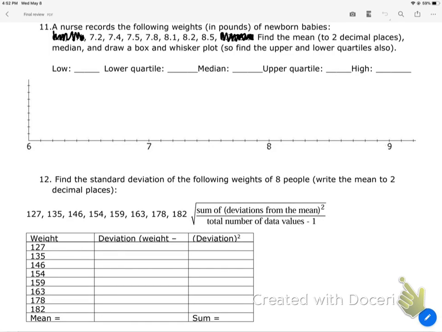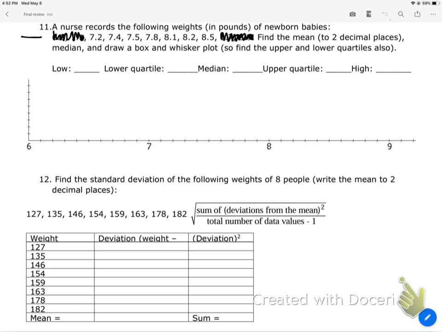Okay, a nurse records the following weights. Now again, because this might be on the take-home quiz I gave you, I'm just going to cut some of the numbers out, okay? So, instead of 11 babies, we've got 7, okay? 7 numbers. Okay, now then, the mean.